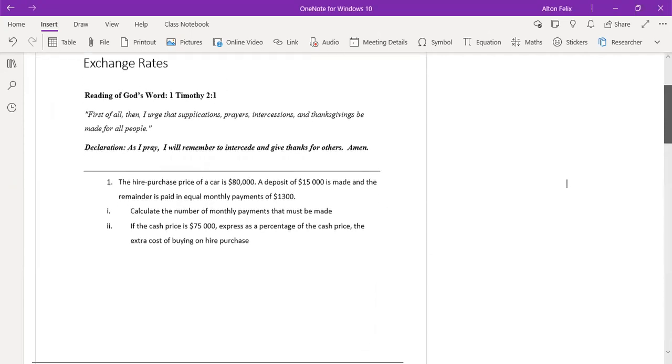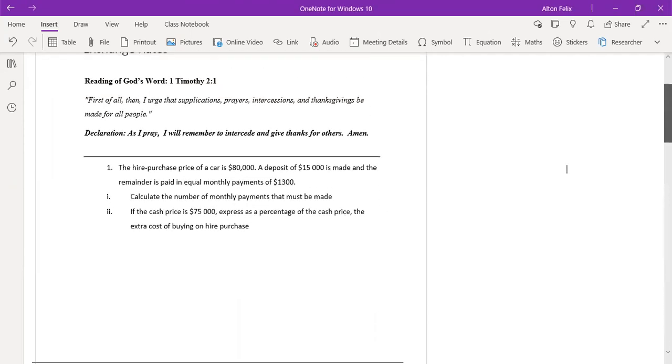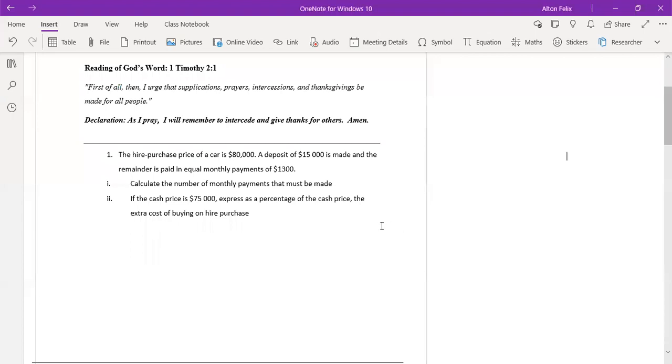And in that problem, what are we told? We are told that a car is being considered for purchase. The hire purchase price is 80,000. The deposit is 15,000, and the remainder is paid in equal monthly payments of 1,300. Calculate the number of monthly payments that must be made. Okay, so let's figure this one out together.